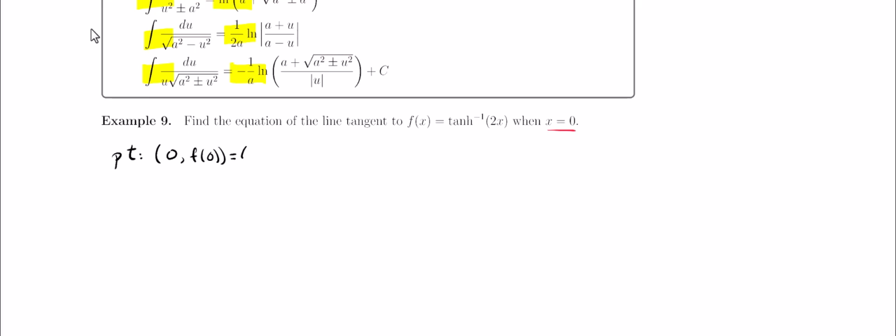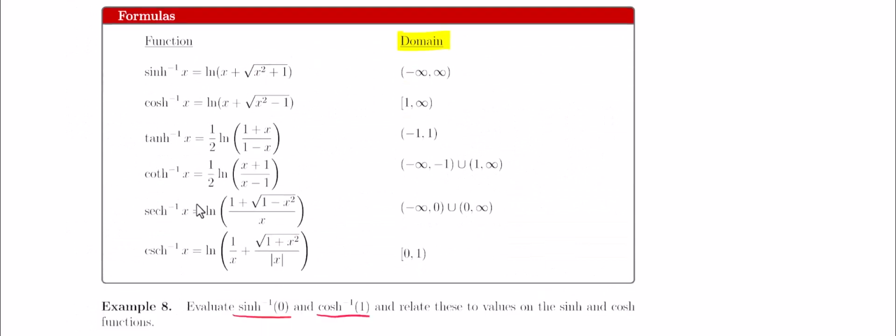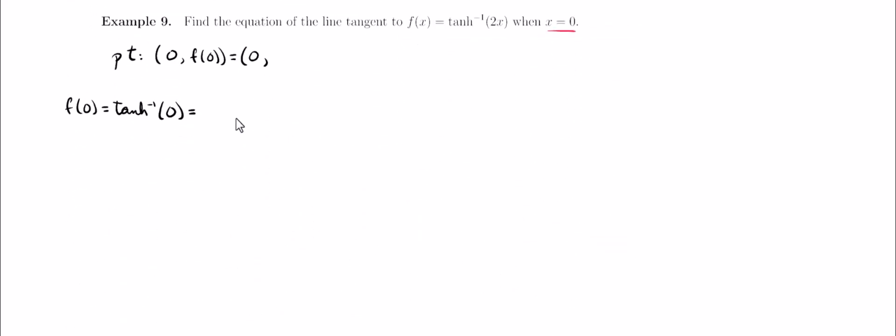So in this case, we're going to have (0, ?). Now what will be f of 0? Well, this one here is going to be the tanh inverse of 0. Now what is the tanh inverse of 0? Using the formulas above here, we know that the tanh inverse is going to be 1/2 times the ln of (1 plus 0) over (1 minus 0), which is just 1/2 times the ln of 1, which is just 0. Okay, so we get the point: it's (0, 0).